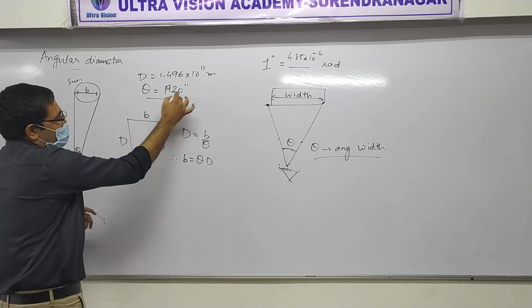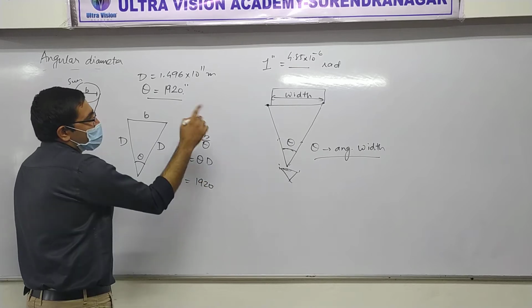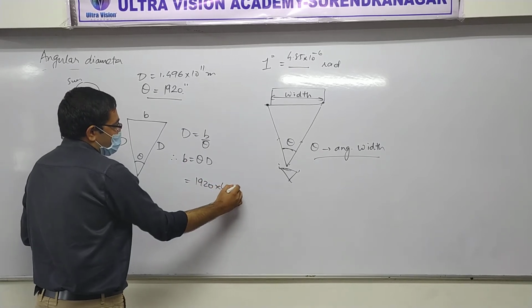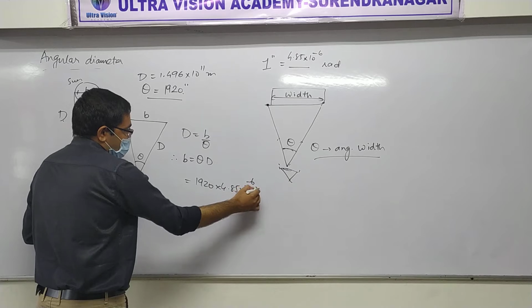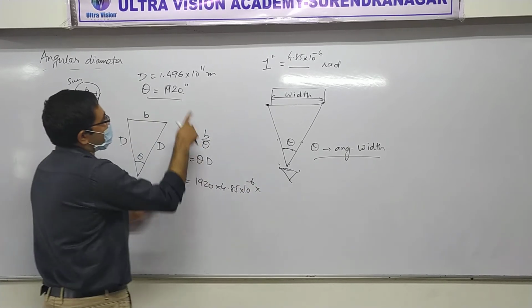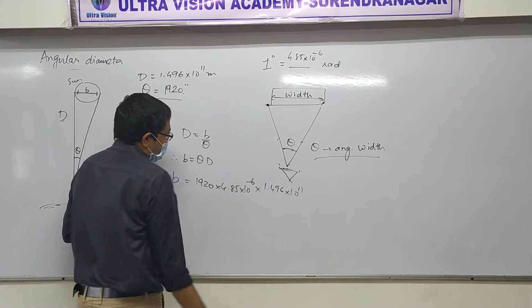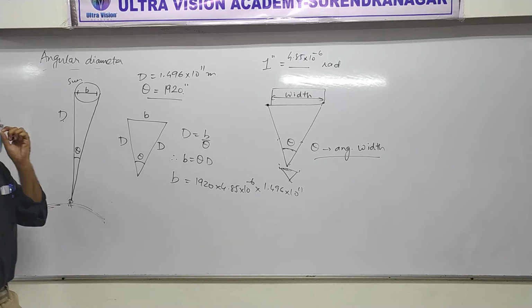So if this is 1920 seconds, when we convert it to radian, you just have to multiply by 4.85 × 10^-6. Unit conversion should be known, whatever happens. No unit conversion, no physics. Simple. D, what's D? 1.496 × 10^11. Method clear or not clear?